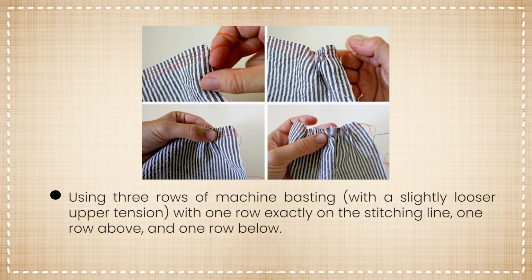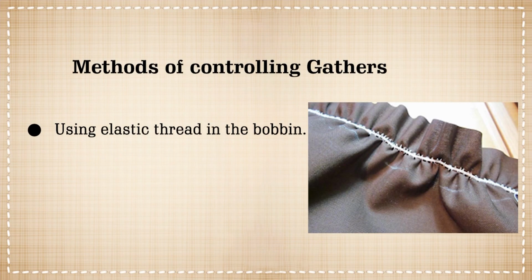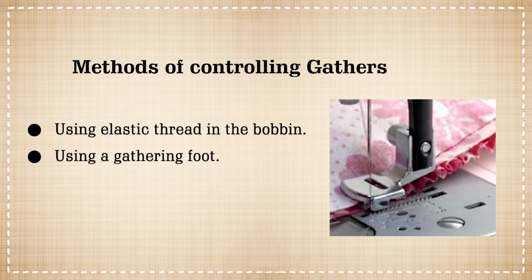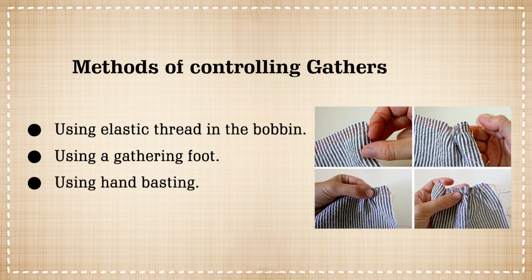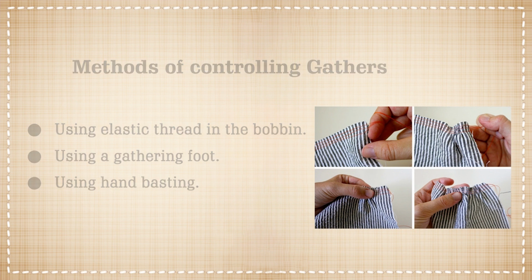Or you can use 3 rows of machine basting with a slightly looser upper tension, with 1 row exactly on the stitching line, 1 row above and 1 row below the stitching line. There are other methods of inserting gathers in a fabric. You may use an elastic thread in the bobbin, you may use a gathering presser foot, or you may also use hand basting for creating gathers in fabric.